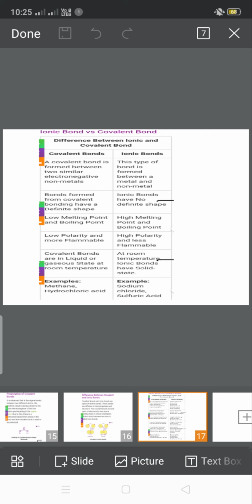Ionic bonds are in solid state at room temperature. Examples of covalent bonds: methane, hydrochloric acid. Examples of ionic bonds: sodium chloride, sulfuric acid.